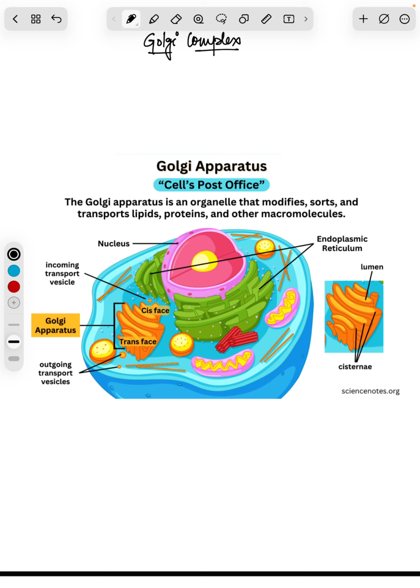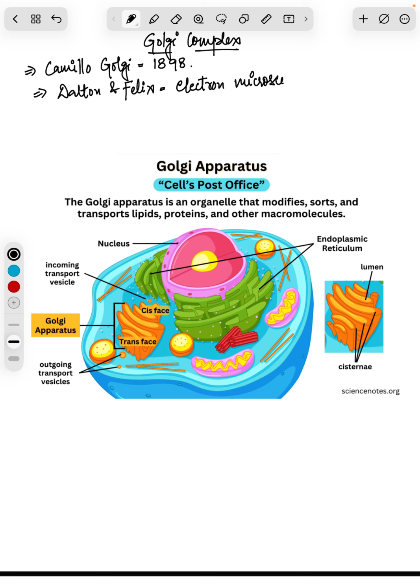The Golgi complex was first discovered by an Italian physician and Nobel laureate named Camillo Golgi in 1898 during an investigation of the nervous system. Its electron microscopic structure was described by Dalton and Felix in 1954.